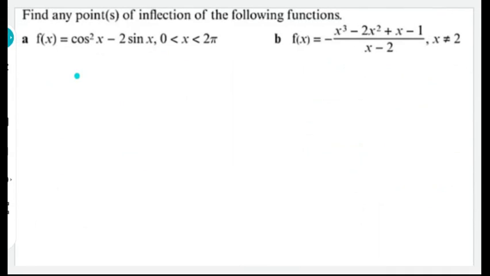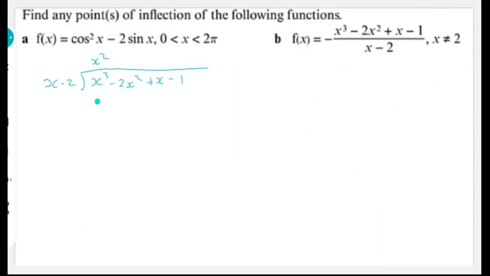But yeah, if I do algebraic long division, I get x minus 2 into x cubed minus 2x squared plus x minus 1. So x into x cubed goes x squared.